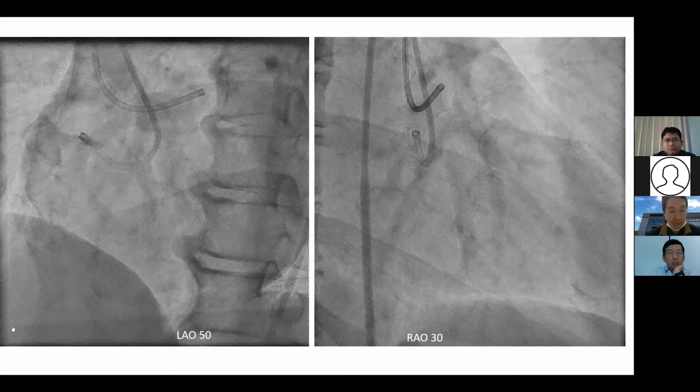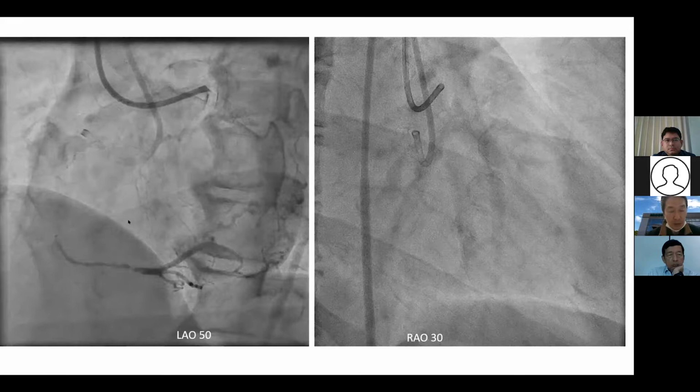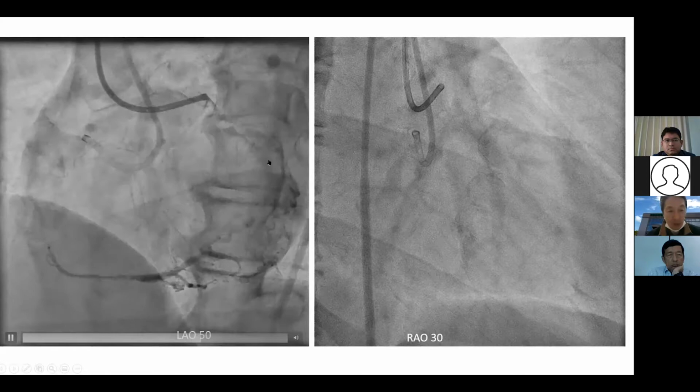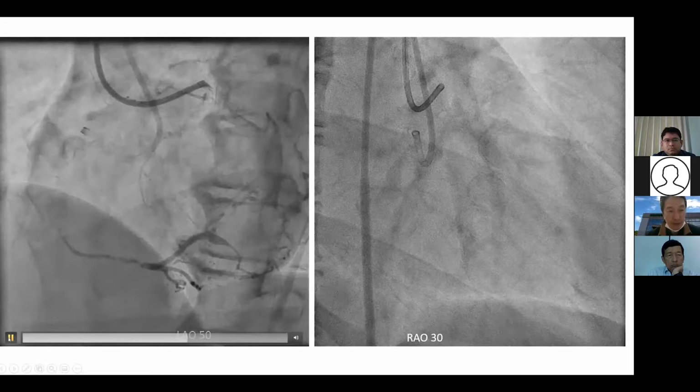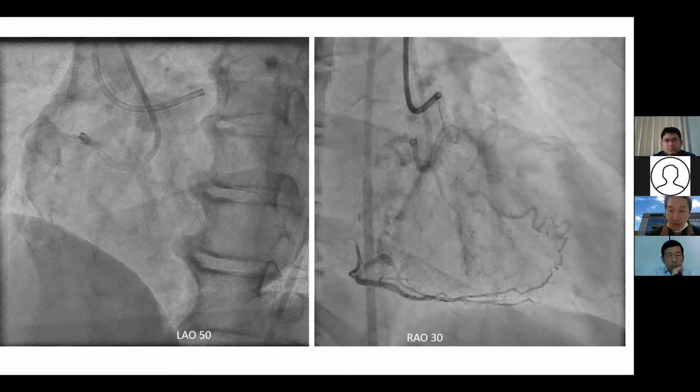So this is a bilateral injection, one from radial and one from femoral. This is Hyperion SPB. So collateral from the circumflex to distal RCA. I hope you can see this image. This is the aerial view. Relatively good collateral from circumflex to distal RCA.